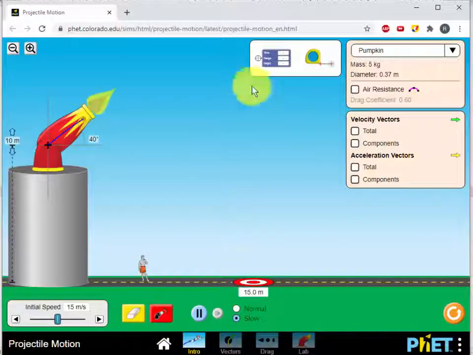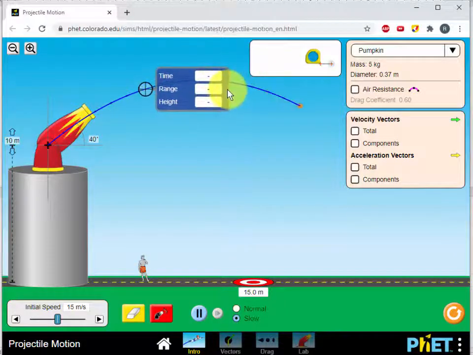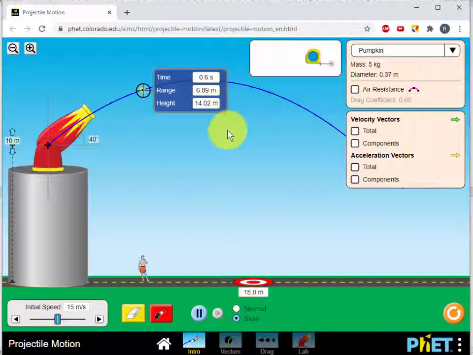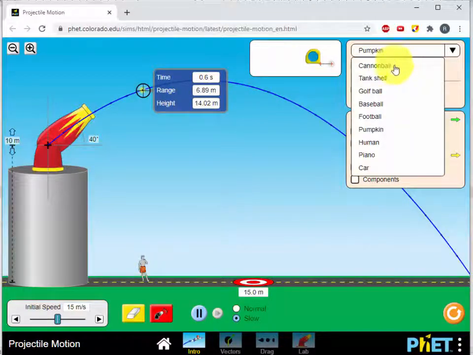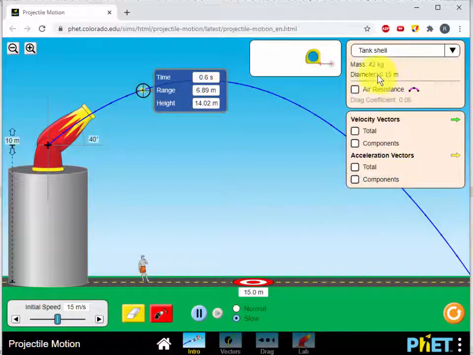So I'll go ahead and fire the projectile, and how you can calculate these is you can just drag this thing after the simulation is done at any given point, and you can measure the time and the range. Something I do want you to note is that the mass does not matter. A tank shell is going to take the same exact path as the pumpkin will, or any other object will, as long as we're not worrying about air resistance.